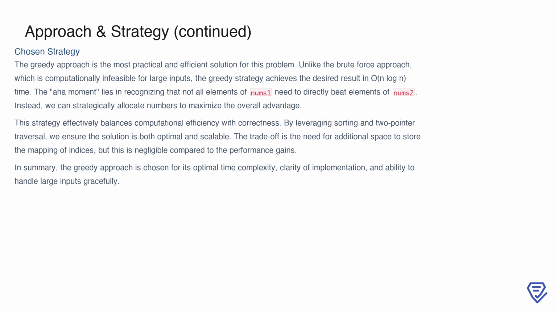This approach strikes a balance between computational efficiency and correctness, leveraging sorting and two-pointer traversal to solve the problem optimally. While it does require additional space to maintain the mapping of indices, this cost is negligible compared to the performance benefits. In summary, the greedy approach is the clear choice for its scalability, clarity, and ability to handle large inputs effectively.